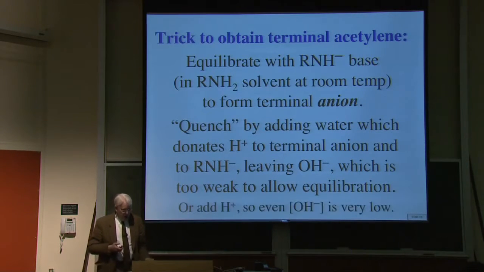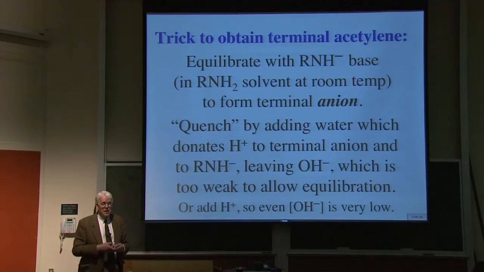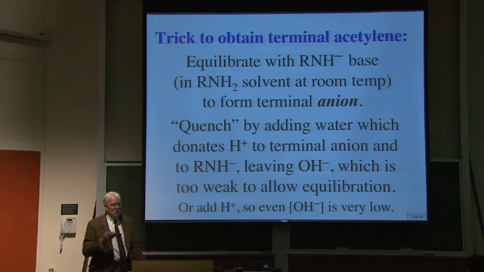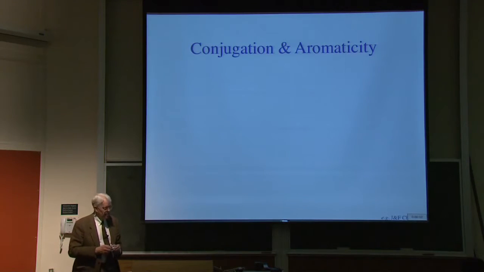Or if you want to, you could just add acid so that you don't even have OH there, although that's gilding the lily. You've already made it by not having that really strong base. So you stop the equilibrium, you would put the proton on the terminal acetylene, so you can go from the internal, the more stable one usually, to the terminal acetylene using this trick. Okay, so that's all I wanted to say about acetylenes.